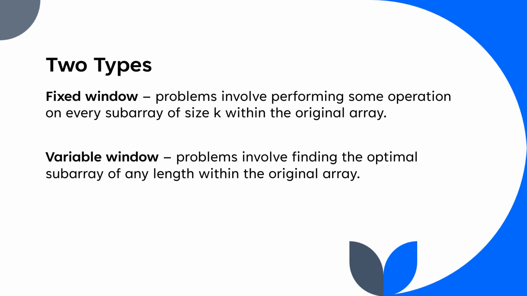So there's two types. There's the fixed window. Those are problems that involve performing some operation on every subarray of size k within the original array. We're going to look at an example in the next slide of a problem that involves this fixed window. And then there's also variable size windows. Those are problems that involve finding the optimal subarray of any length within the original array. First, let's look at a fixed window sliding problem.